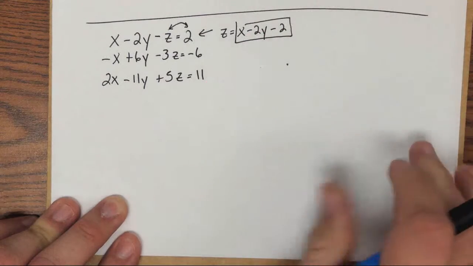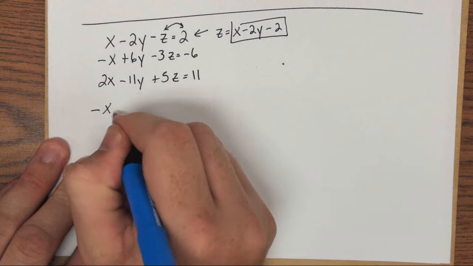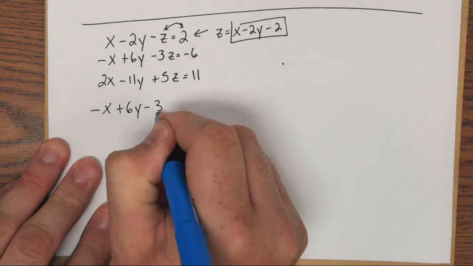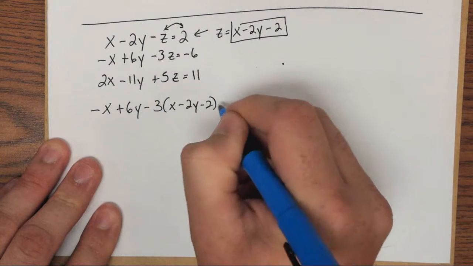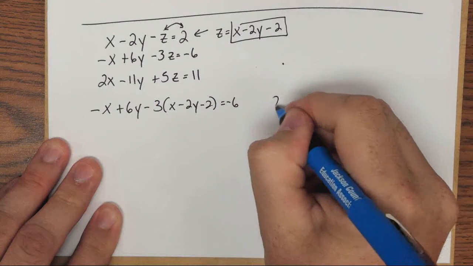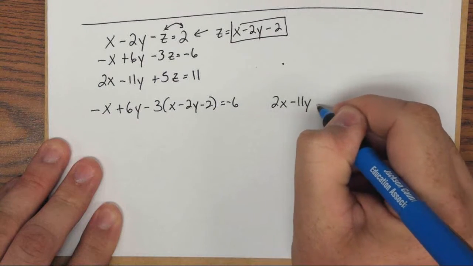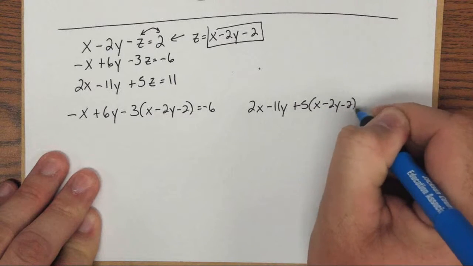You're going to plug that in for both z's. So your second equation is now negative x plus 6y minus 3 times that. And you can go ahead and distribute if you feel comfortable. Your last equation will be 2x minus 11y plus 5 times that equals 11.